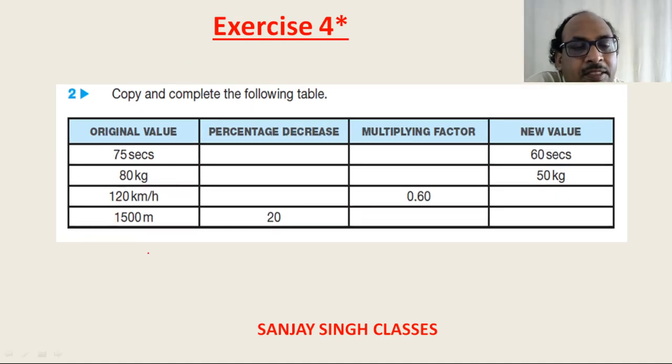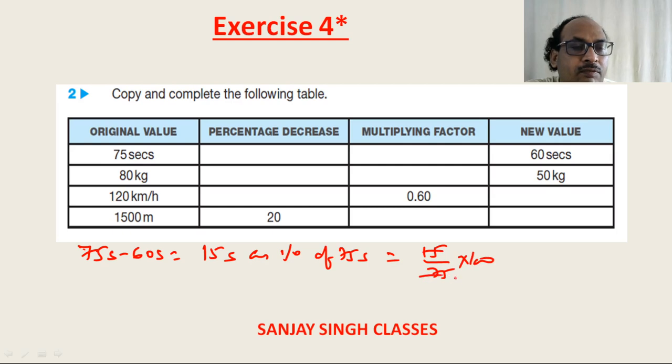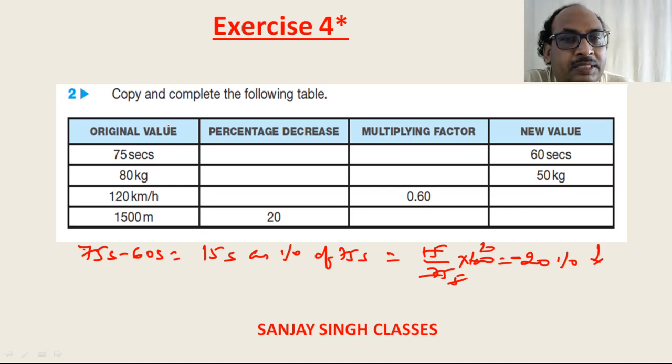Similarly, this one is there. We have to fill it up with the percentage decrease. So again, we need to find the difference. 75 seconds minus 60 seconds is equal to 15 seconds. And 15 seconds we need to find as a percentage of 75 seconds. So this gives us 15 by 75 into 100, which is 20. So a 20% decrease has taken place. Now the multiplying factor will be 100 minus 20 by 100, that is 80 by 100.